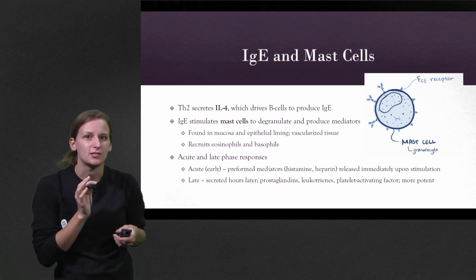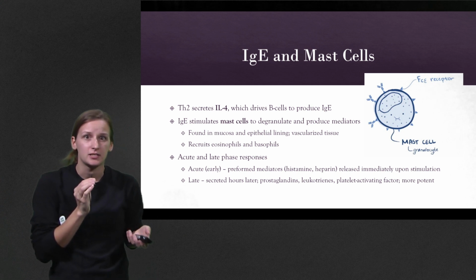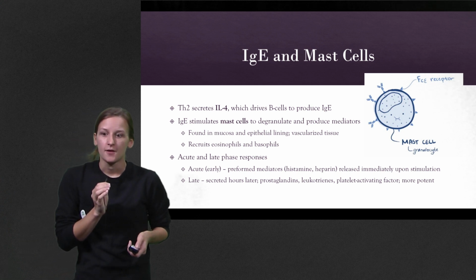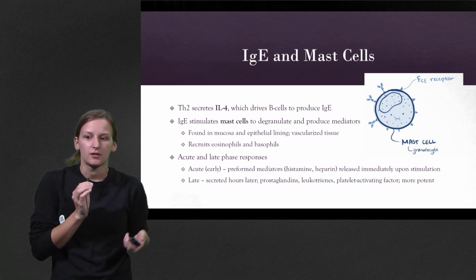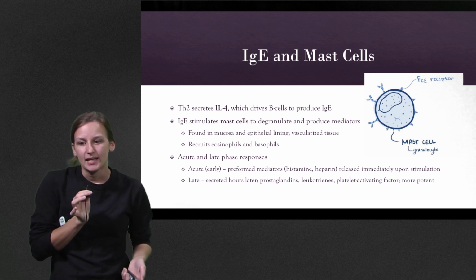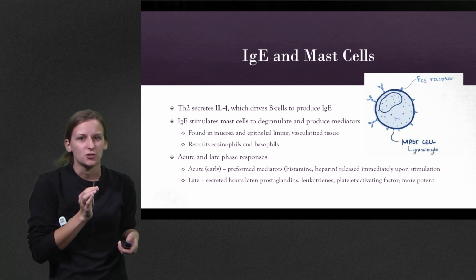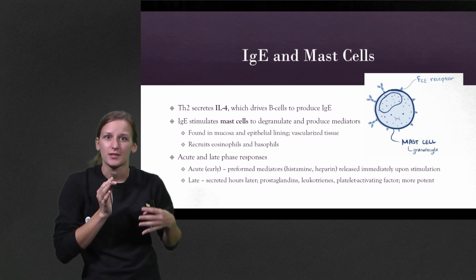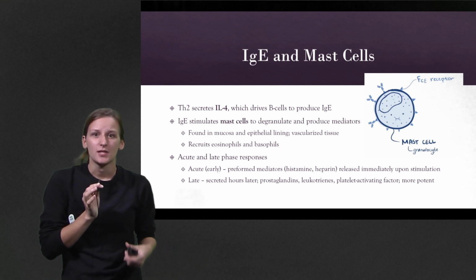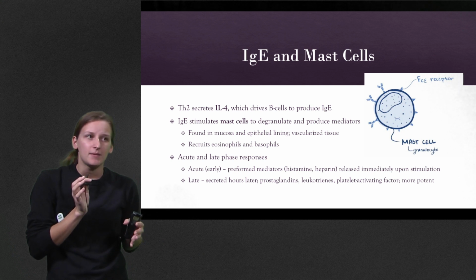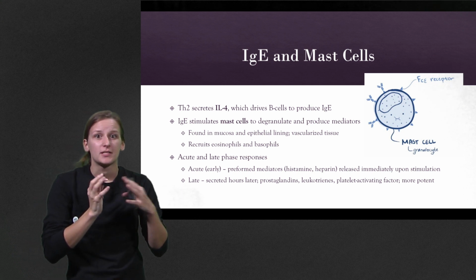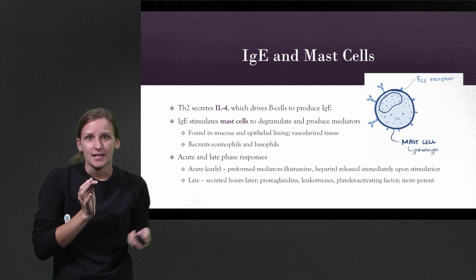These are released almost immediately from the mast cell during degranulation. Later on, however, mast cells can produce and secrete prostaglandins, leukotrienes, and platelet activating factors. The late phase is responsible for that prolonged effect. So even though you had an allergic reaction, maybe later on you still have a rash, or maybe it's swelled and expanded, and that's the late phase happening.